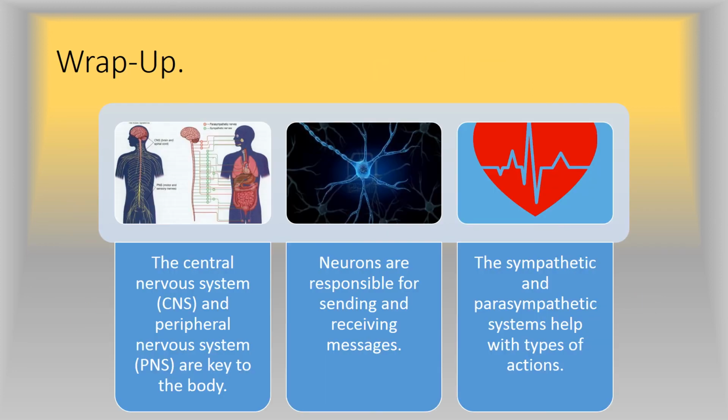All right, so we'll wrap up here. So the central nervous system, or the CNS, and the peripheral nervous system, the PNS, are key to the body. Neurons are responsible for sending and receiving messages. There's another computer-generated image of what neurons look like. It looks like the clip art as well, but you can see how it looks a little more realistic there. And then the sympathetic and parasympathetic systems help with different types of actions, such as when you're afraid, your heart might beat faster, you breathe heavier, or things like that.